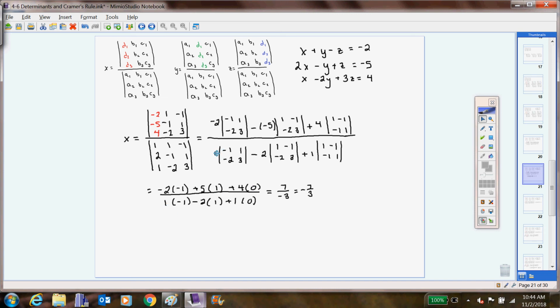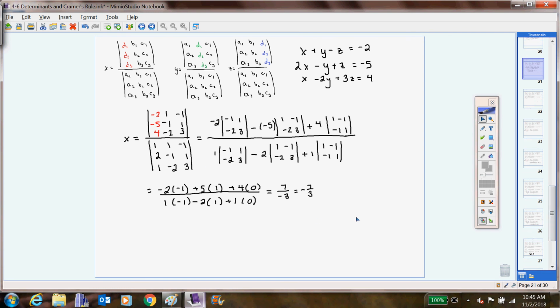This denominator is 1 times negative 3 minus negative 2, which gives you negative 1. Negative 2 times 3 minus 2, which is 1. 1 times 1 minus 1, which is 0. Simplify these things out, we get negative 7/3, and that's our x value.